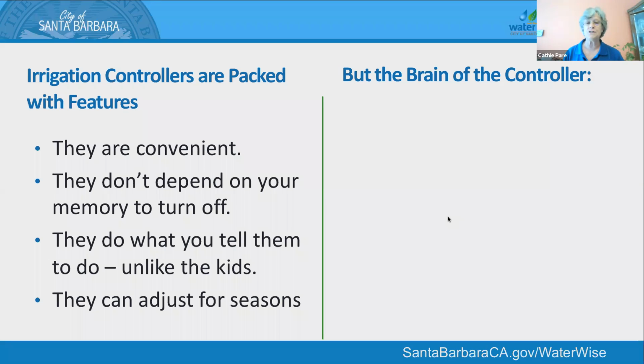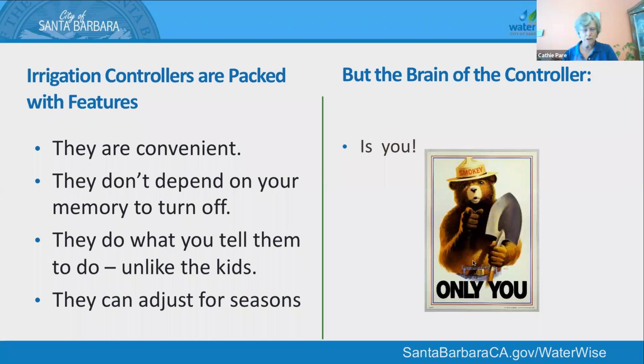And they can adjust for seasons, even if you don't have a smart controller. Most controllers in the last 20 years have what's called a seasonal adjust. The deal with the smart controllers, or any controller, is they only do what you tell them, so the brain of the controller is actually you. So that's why we're here today. We're going to try and figure out how you can be the one in control of your controller. You want to tell it what to do, and we're going to walk around and figure out how to do that just right. Okay, next one.